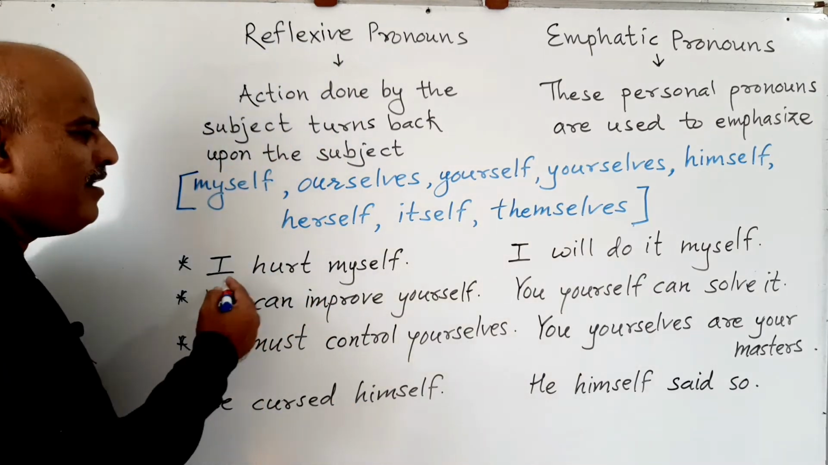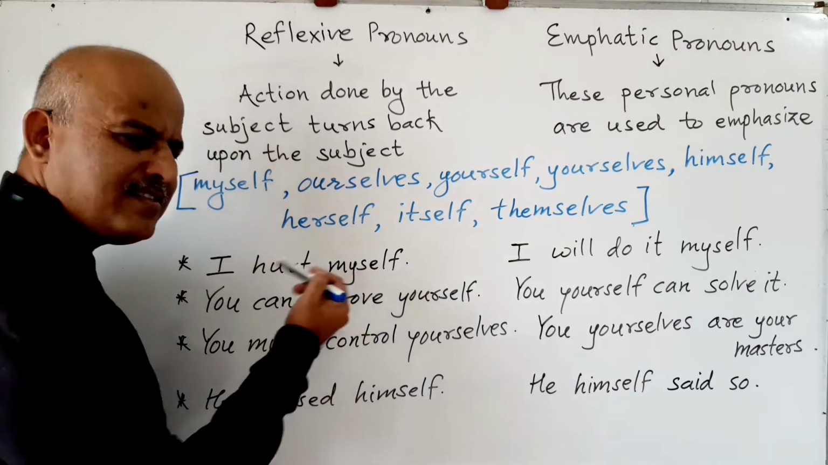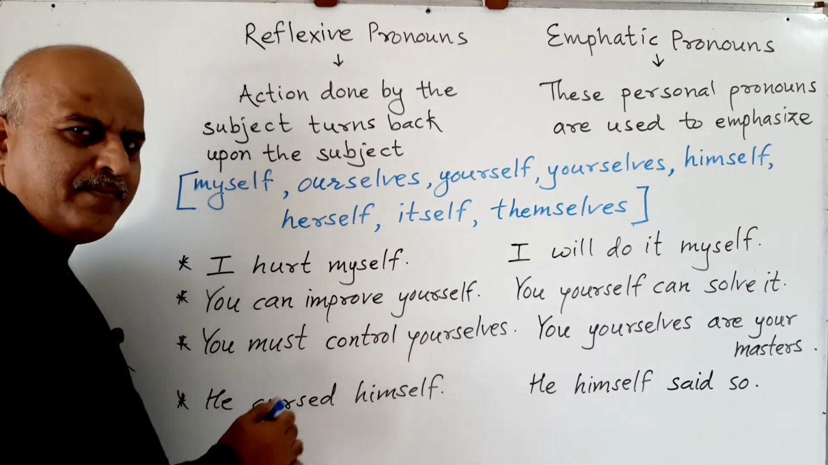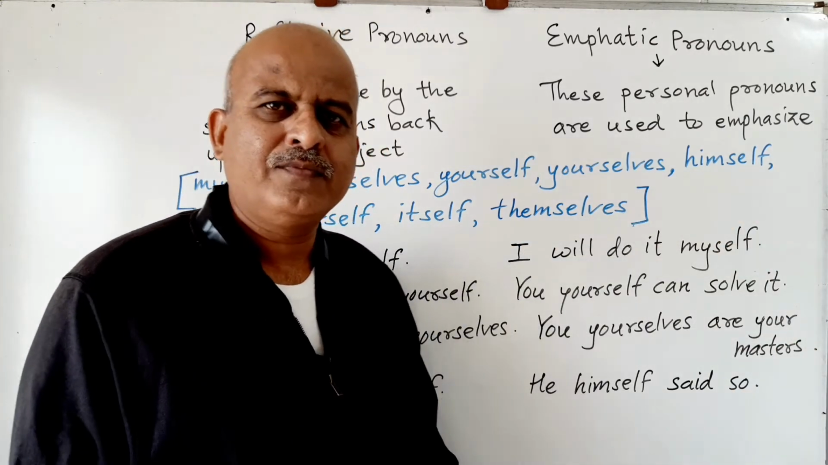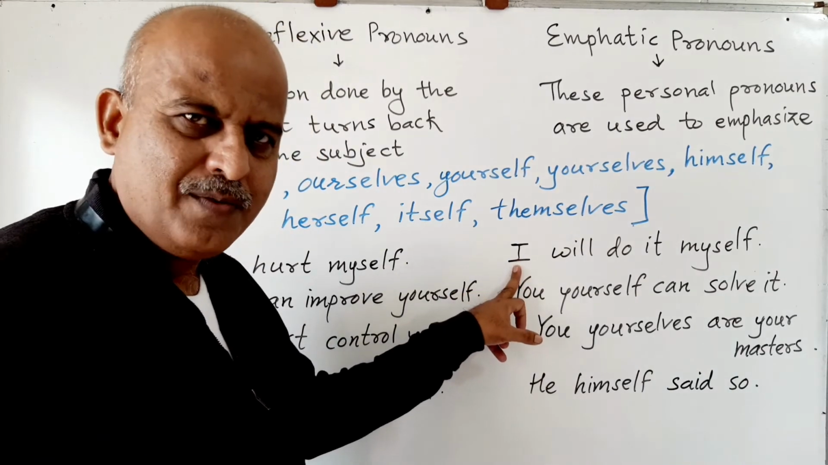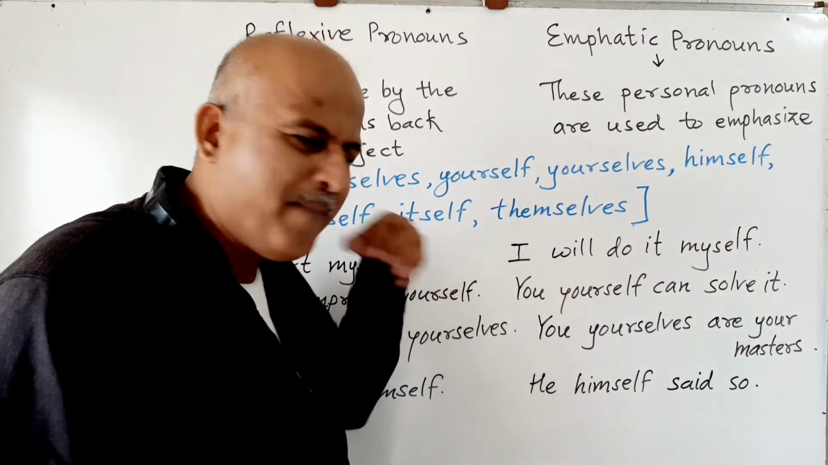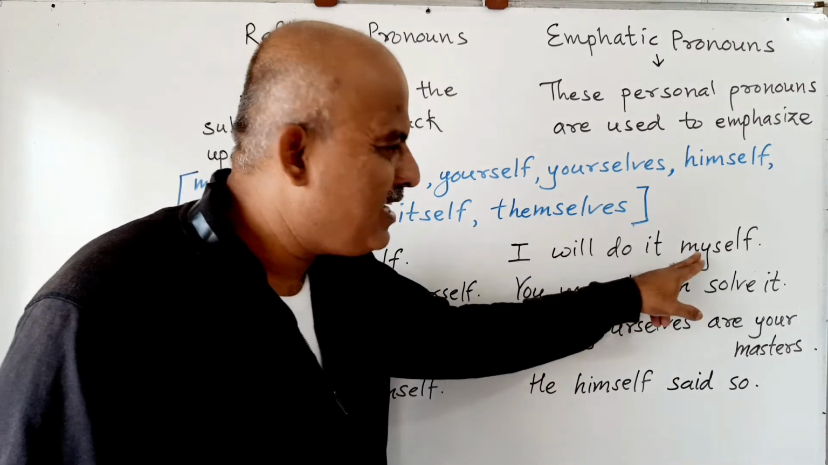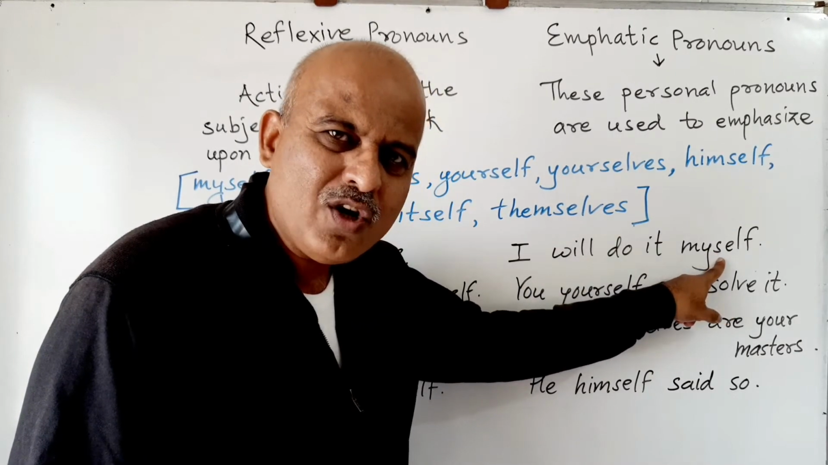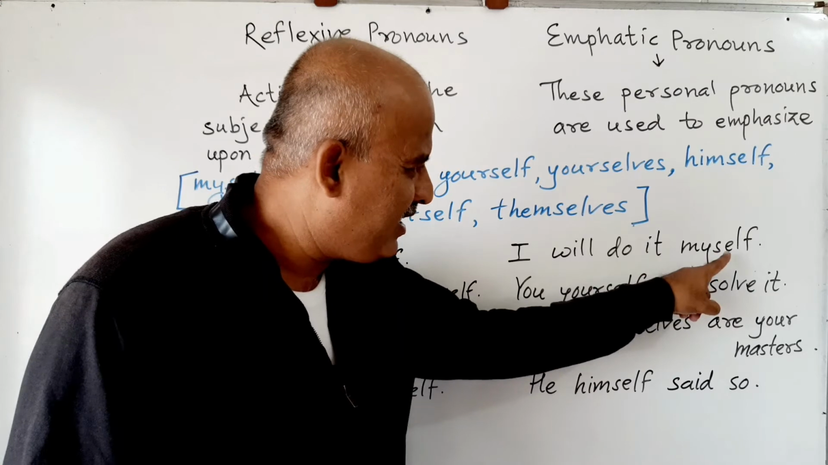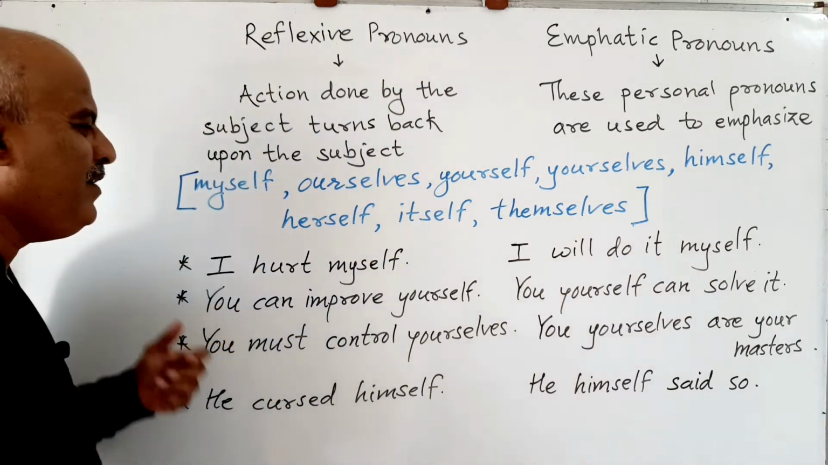So when it is reflexive pronoun and when it is emphatic pronoun, let's understand it with the help of these sentences. I hurt myself. Who is doing the action? I. On whom? Myself. Subject and object are same, that's why it is the reflexive pronoun. I will do it myself. I is the pronoun and myself is used to stress who will do the action. I myself will do the action. So it is emphatic pronoun. Watch carefully. Here myself is not object. Object is it. So it is not reflexive pronoun. It is emphatic pronoun.